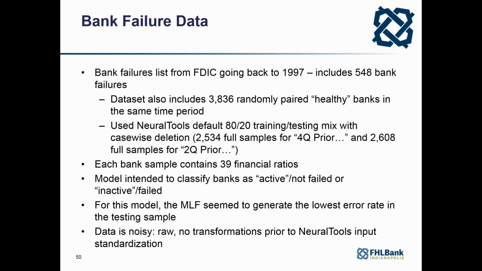I deleted anything that didn't have the full data set. I could have imputed it, but for the purposes of the example, I just deleted it if it didn't have the full data set. And then each sample contained 39 financial ratios, which I just dumped in there. This is really, really rough data. And it's a binary classification, so it's basically active or inactive. A couple of things too.